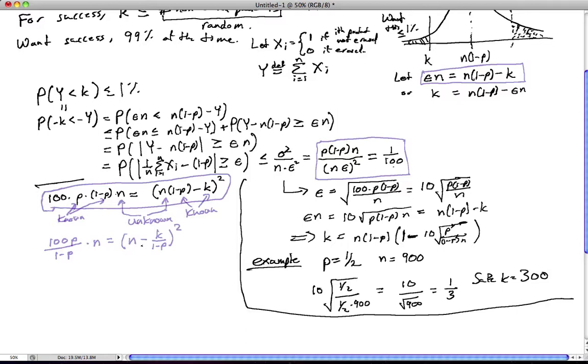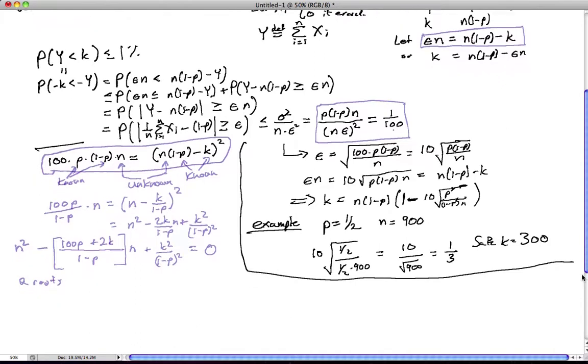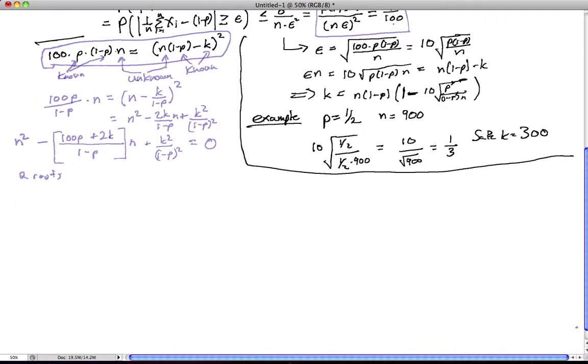We can now get ourselves into a position where we can apply the quadratic formula. So let's expand it out. Now bring everything together onto one side. So what's the linear term here? Right. The linear term here is this and this. So let's put it as a minus 100p, everything is over 1 minus p. And here we have a minus 2k, so this becomes a plus 2k, times n. And then this term. So this is a straight up quadratic. It's going to have two roots. And now the question is, what kind of roots are these going to be? Are they going to be real or are they going to be complex?